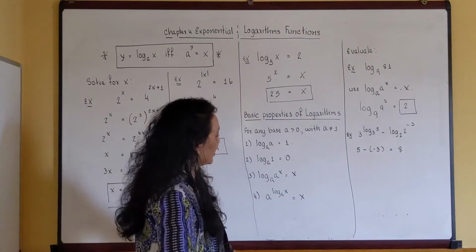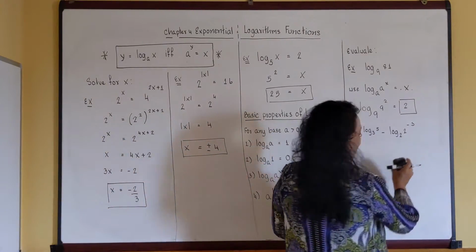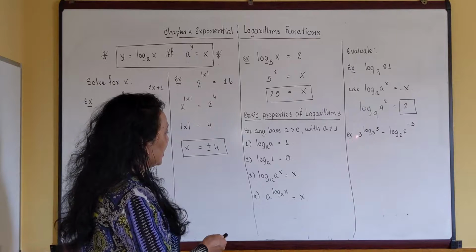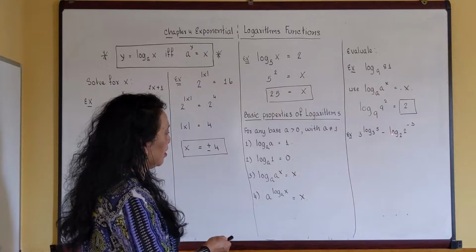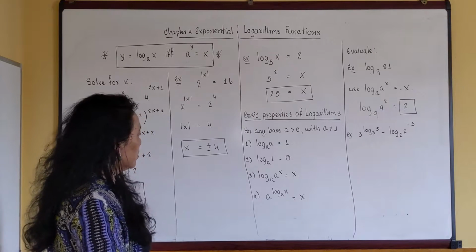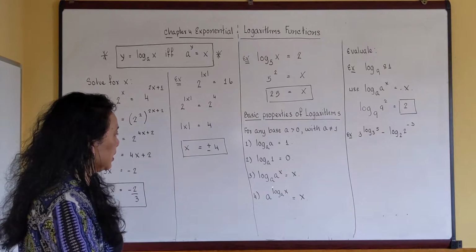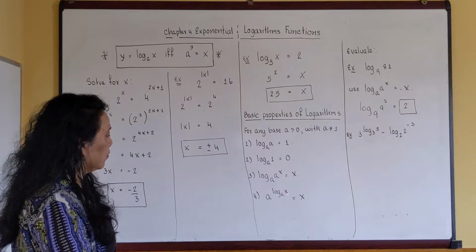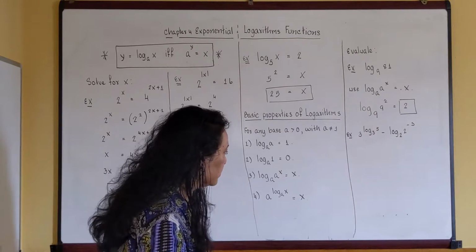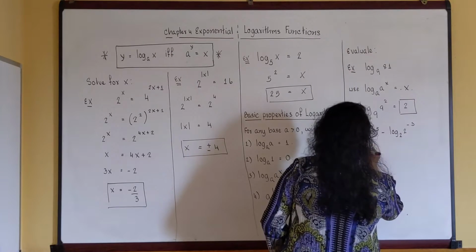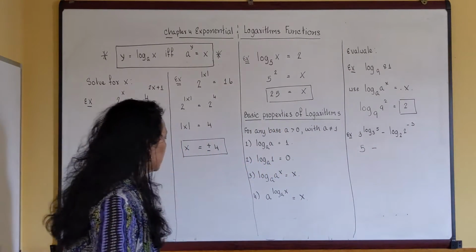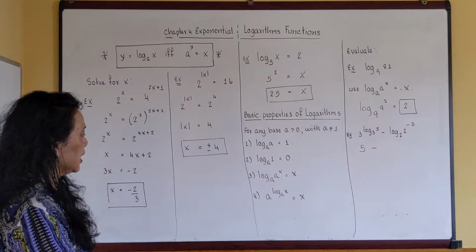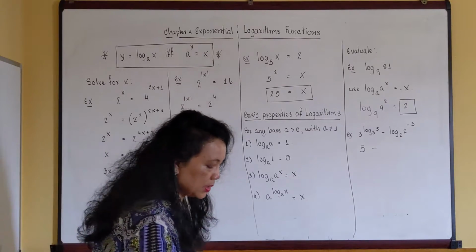The next one, I accidentally did it already. Let's say I didn't do it. Let's say I have 3 to the log base 3 of 5 minus log base 2 of 2 to the negative 3. For this one, I'm going to use the fourth property. You see this is 3 to the log base 3 of 5, so it's going to equal 5. Minus the second one, I'm using property number 3, log base 2 of 2 to the negative 3 equals negative 3. So I'm going to have negative 3 here.